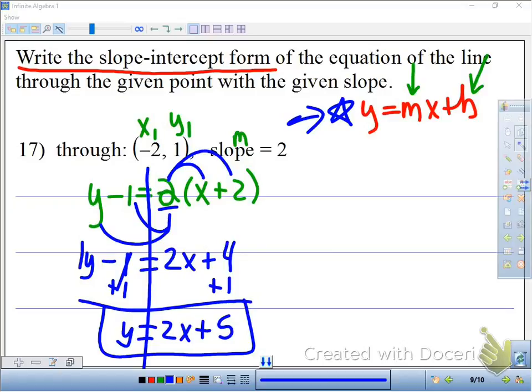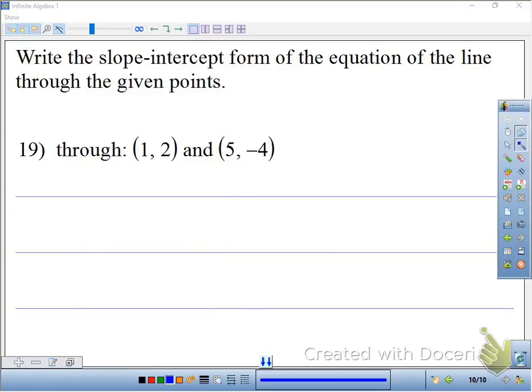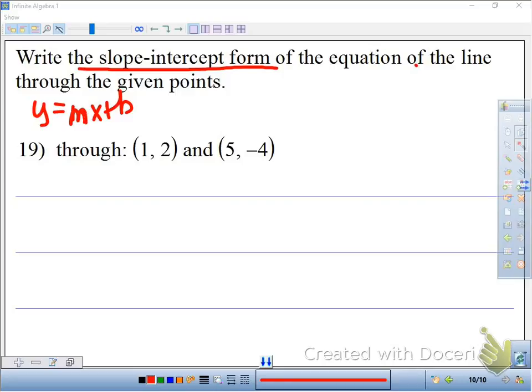Okay, the last one here. Instructions first. So it says write the slope-intercept form. So I know my answer I want to make sure is in slope-intercept form. Sorry, I got a little sloppy there. So first thing, do I have a slope? And no, I don't. So I need to get my slope here.